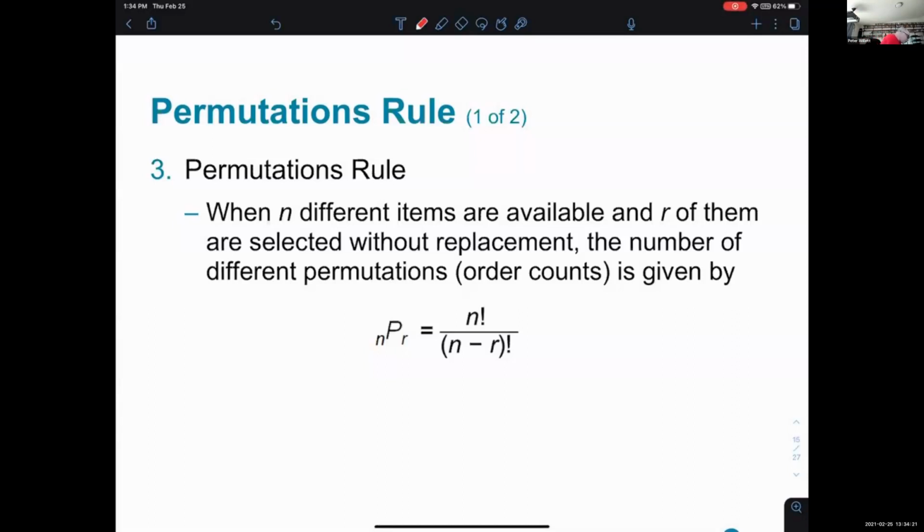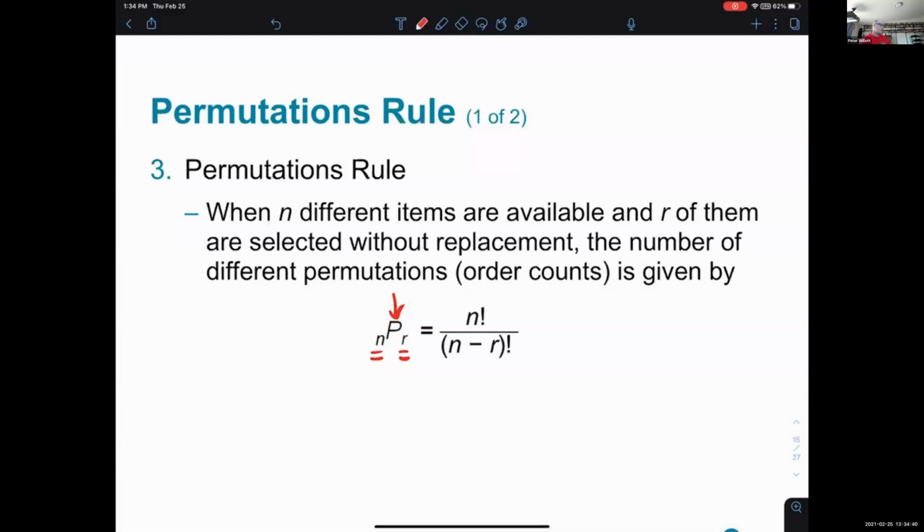So the P stands for the permutations. N is the number of items in the group that you're choosing from, like the 26 letters. And R is the number of the items that you're selecting, like I chose five letters.